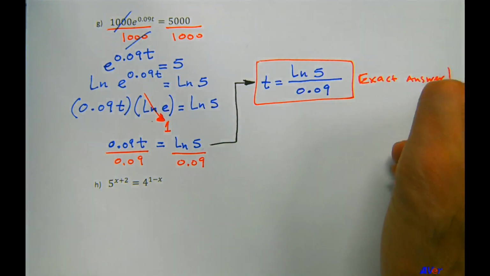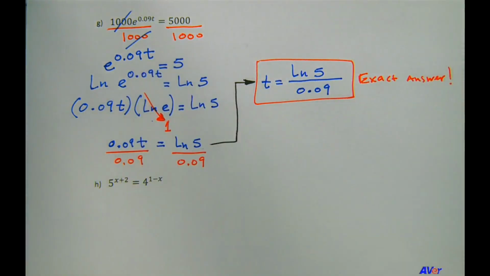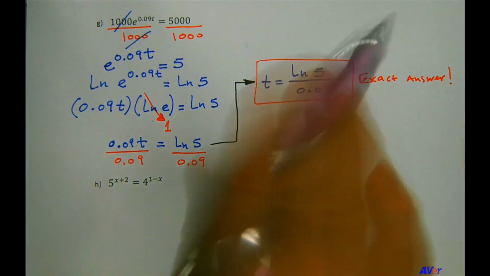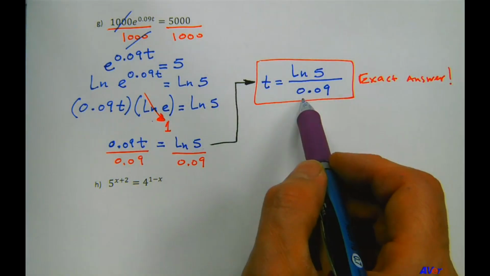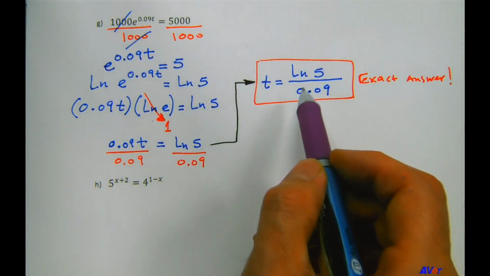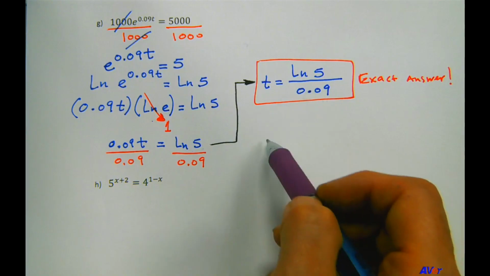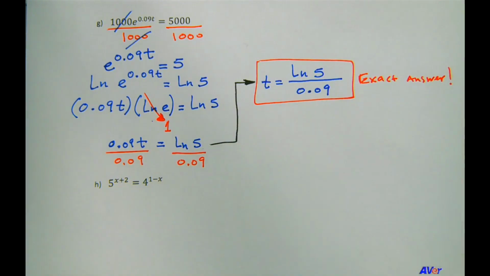If anybody asks you to solve a problem like this, when I say anybody asks you, I mean either the online homework assignment, or if I ask on an exam question, let's say. That's what I mean. Leave your answer like that. Don't calculate this with your calculator. Leave it like that. This gets full credit. That's an exact answer.